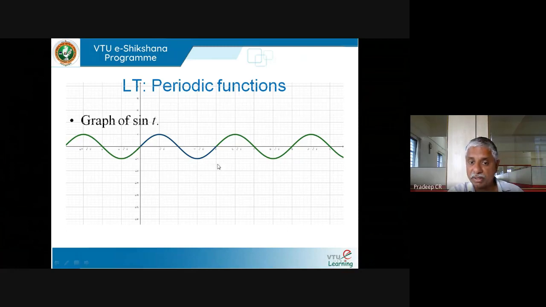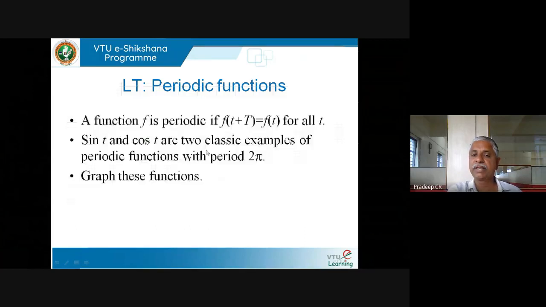So a periodic function means precisely this definition. f of t plus capital T is small f of t, where capital T is some number. It depends on the periodicity. That is called the periodicity of the function. In this example, the example of sine t, capital T is 2 pi. That means the periodicity is 2 pi. So sine of t plus 2 pi is the same as sine t.